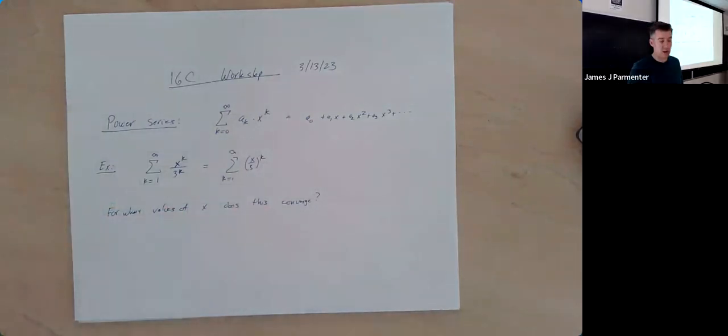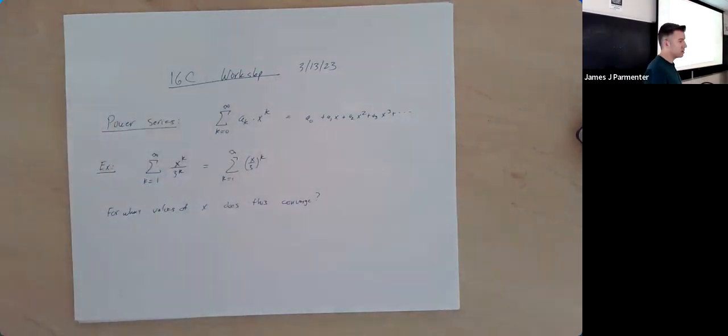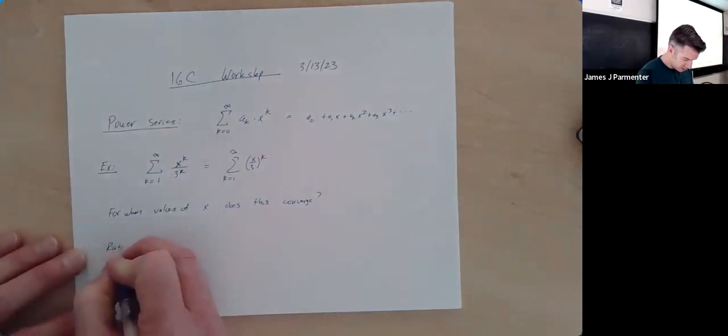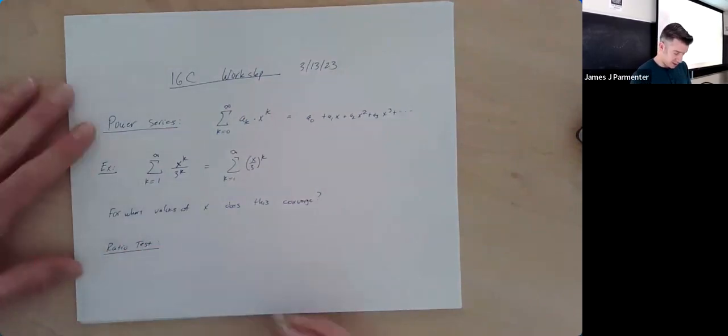And the way we typically, almost always, do this is by using the ratio test. Technically, you could also use the root test, which we haven't talked about in this class, but usually the ratio test is the way to go. So to see where this converges, we're going to use the ratio test, and we're going to look at the limit.